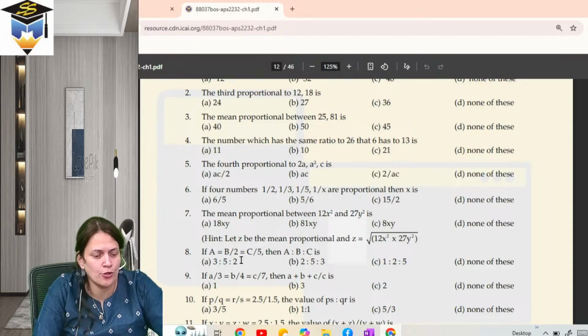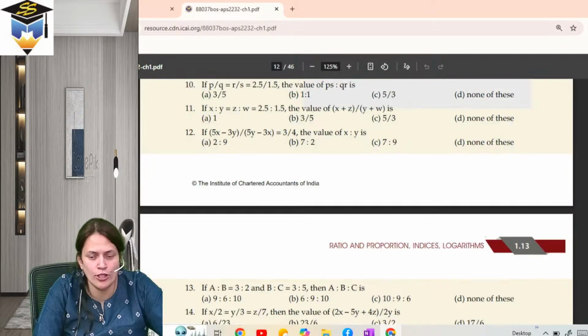If A upon 1 is equal to B by 2, that is equal to C by 5. So A upon 1 is equal to B upon 2 is equal to C upon 5. So what is the value of A is to B is to C? So tell me what is the value? 1 is to 2 is to 5. This can be said orally also. Below A there is nobody, that means it is A upon 1. Here it is B upon 2. C upon 5. So A is to B is to C is equal to 1 is to 2 is to 5. Option C for question number 8.